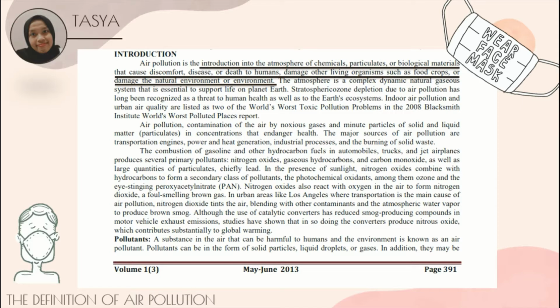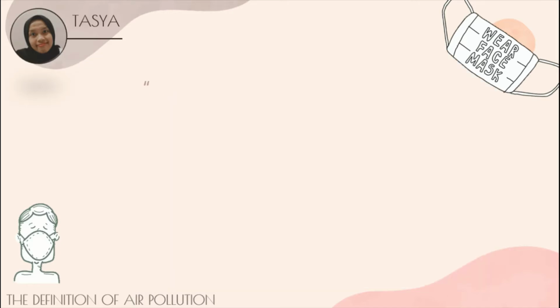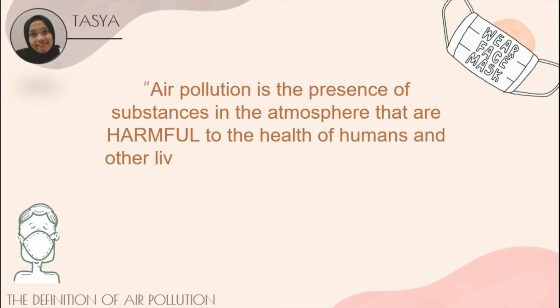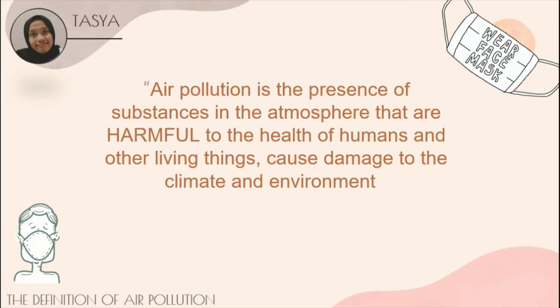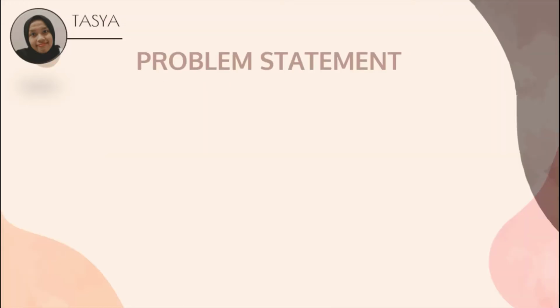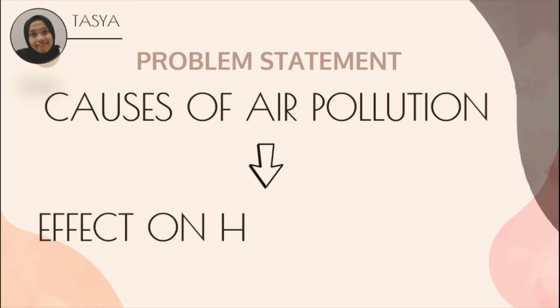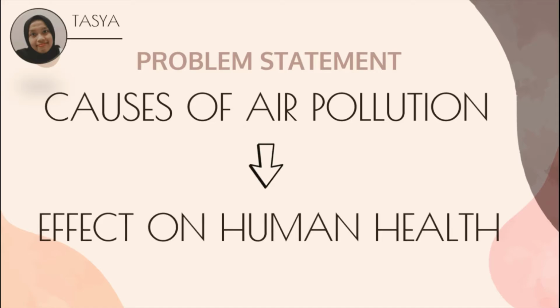or built environment itself. So, to put it in a simple way, air pollution is the presence of substances in the atmosphere that are harmful to the health of humans and other living things, and cause damage to the climate and environment. So, what is the problem statement for this case study? Actually, we have to know what causes the air pollution to study the effects on human health. So I will pass to our next presenter.